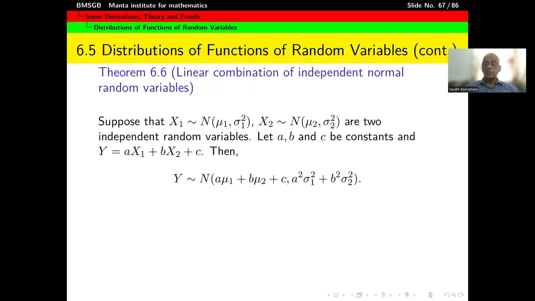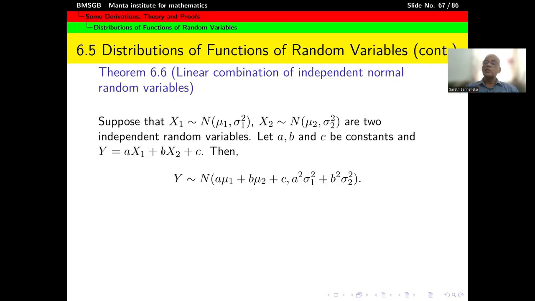Actually, I have not done it for you, but you can follow the method that I just mentioned. So you know the moment generating function of X1, you know the moment generating function of X2, and therefore you can get the moment generating function of Y. What will it be? You have some random variable plus another random variable plus a constant, and X and Y are independent.